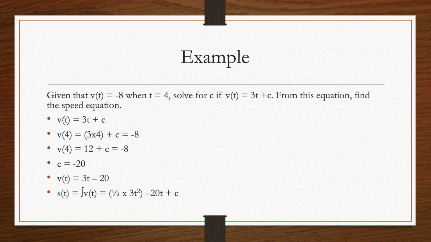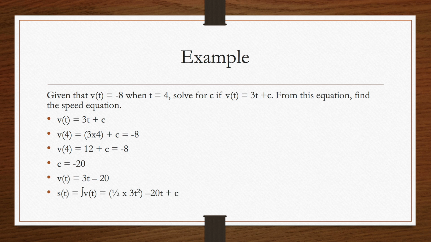v(t) equals 3t plus c. We can then continue to answer the equation by substituting in the number: v(4) equals 3 times 4 plus c equals -8. This allows us to find the variable c via a two-step process: v(4) equals 12 plus c equals -8, which then gives c equals -20. This allows us to discover the velocity in relation to time, as we can substitute -20 into the c section of the equation in order to get v(t) equals 3t minus 20.